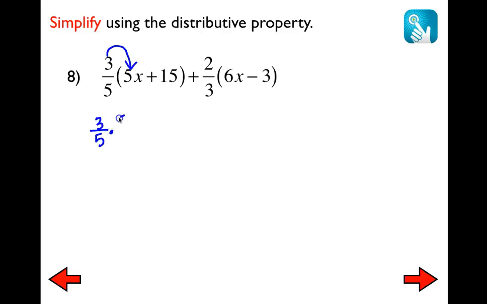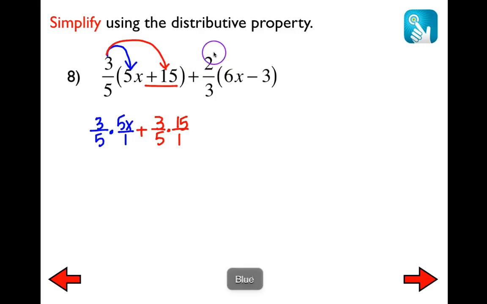Notice I'm going to put 5x over 1, make it into a fraction right now. Now I'm going to do 3/5 times a positive 15. So since it's a positive times a positive, it's plus 3/5 times 15 over 1. I'm going to continue moving on and do 2/3 times 6x. Since it's a positive times a positive, I'm going to go ahead and put plus 2/3 times 6x over 1.